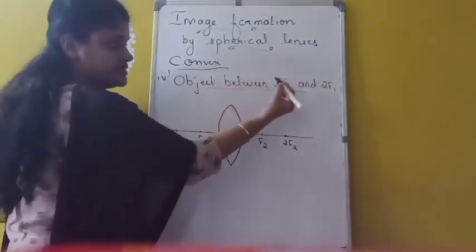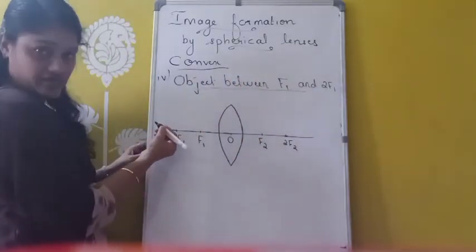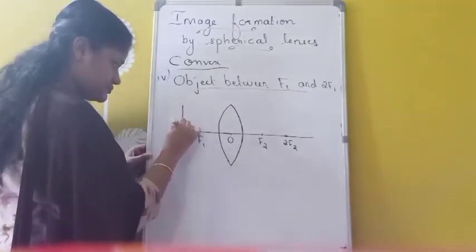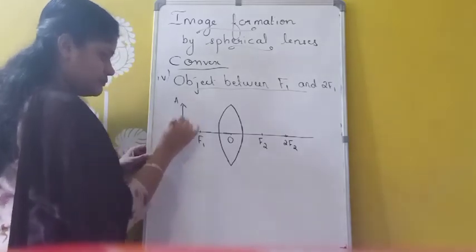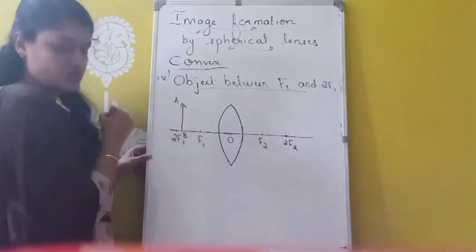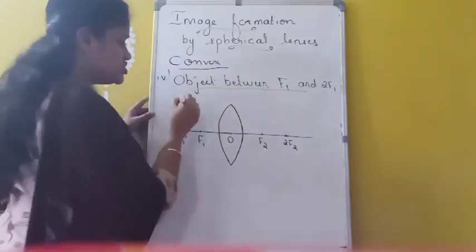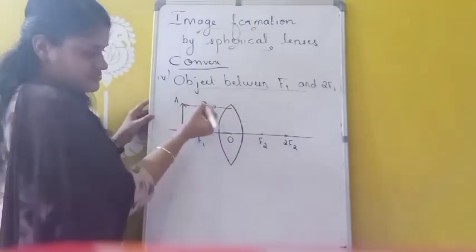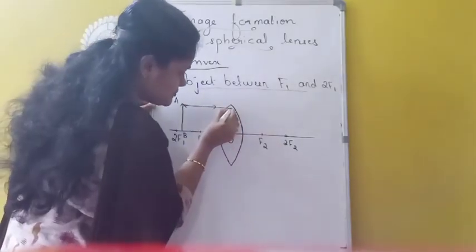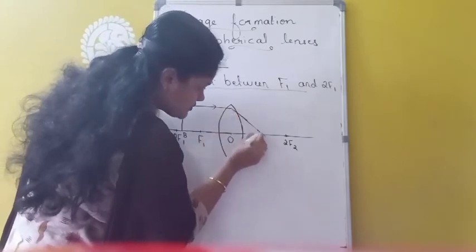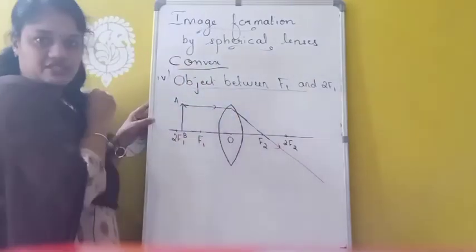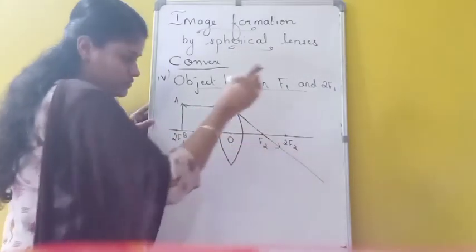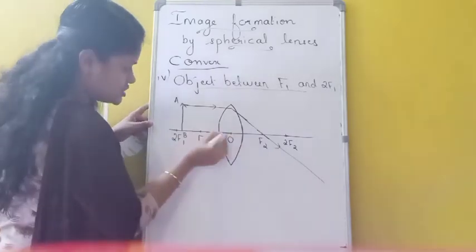Now we are keeping the object between F1 and 2F1. So here we are placing the object. Suppose this is the object AB. We are placing it between F1 and 2F1. So we are considering two light rays. One light ray passing parallel to the principal axis, after refraction passes through the focus. Then another light ray passing through the optic center.